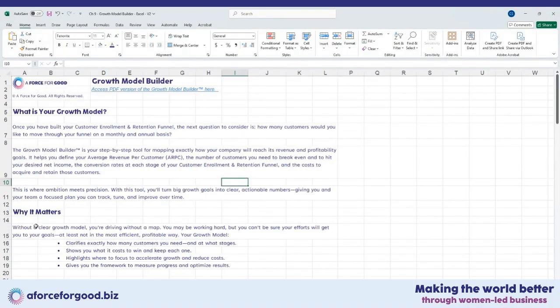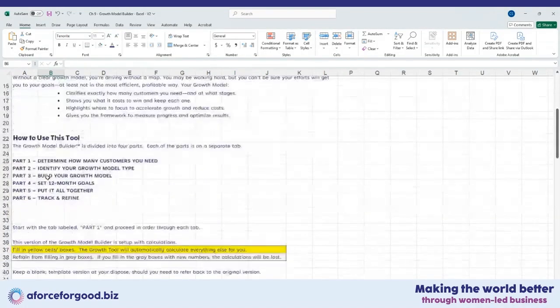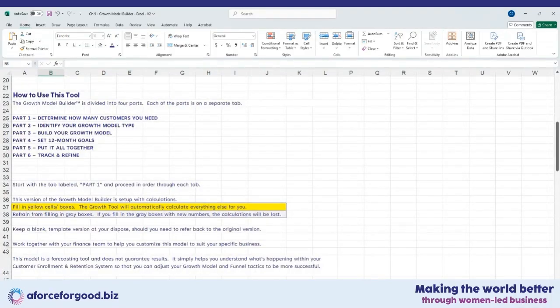The Growth Model Builder, this is the Excel file. At the bottom, it has tabs. The first tab is the instructions, and it's going to give you a definition of growth model, why it matters, and how to use the tool. We're just going to work our way across from one tab to the next. Some cells are yellow and others are gray. You want to focus on putting your numbers only in the yellow. That will calculate everything else. Refrain from filling in the gray boxes because if you do, the calculations would be lost.